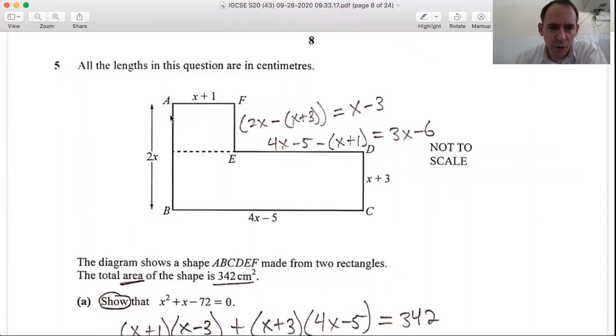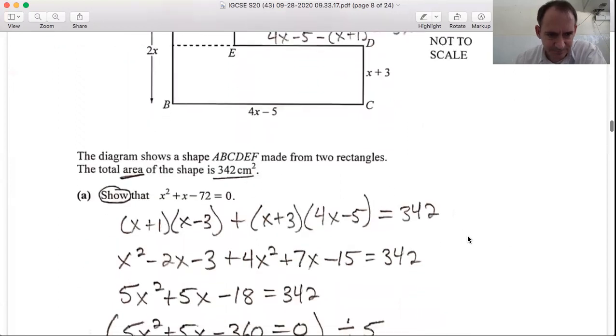So if we take the total width and minus the part over here, 2x minus the x plus 3, we can figure out this piece right here. Don't forget to distribute the negative. And so we end up with x minus 3 for this section from E to F. Also from E to D, we take the total length 4x minus 5, subtract the x plus 1. Again, don't forget to distribute the negative, combine like terms, and you get 3x minus 6 for the E to D mark.